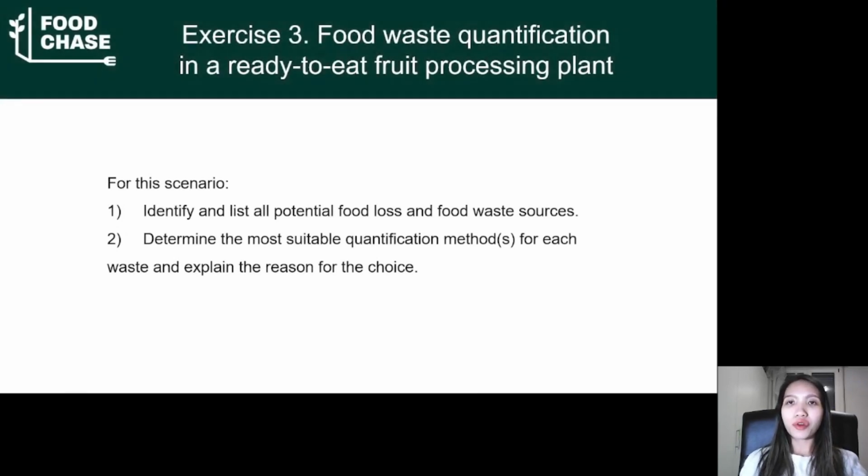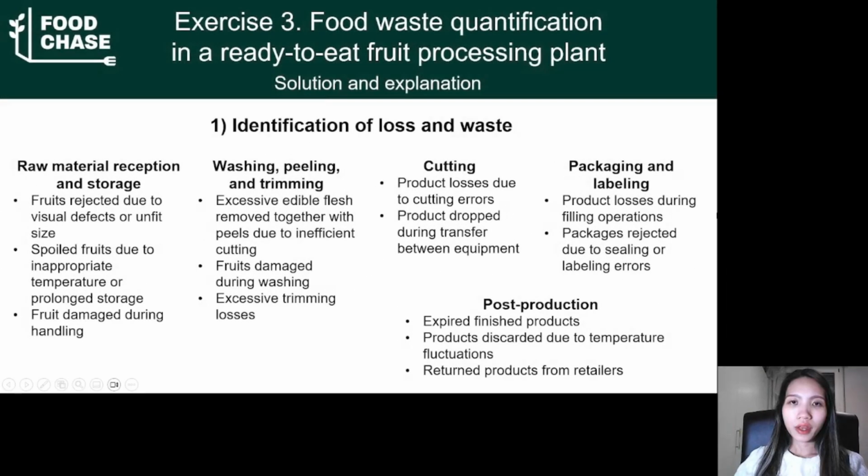For this scenario, we also have two tasks that are similar to the previous exercise. The first one is to identify and list all potential food loss and food waste sources. The second task is to determine the most suitable quantification methods. It could be one or more methods for each waste, and explain the reason for the choice. So in this exercise, I have already given you the detailed operation of the work process.